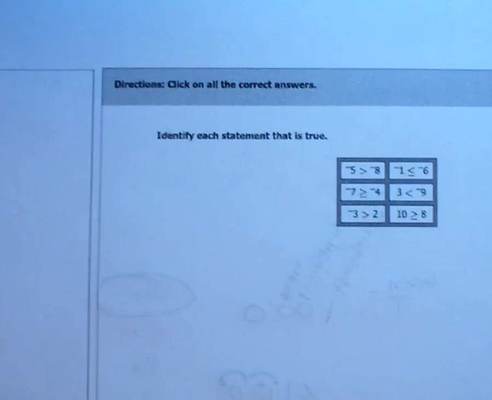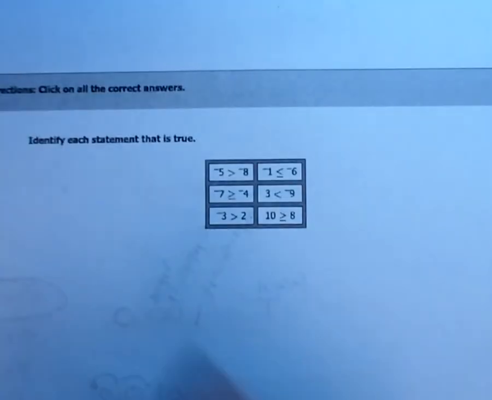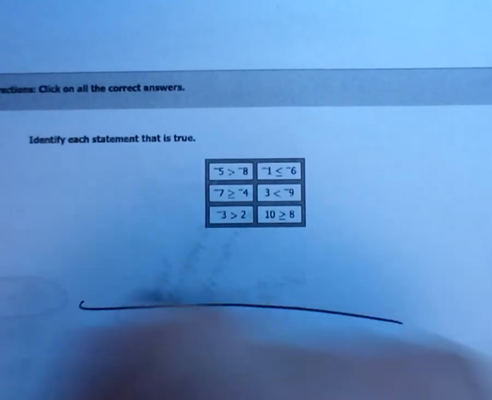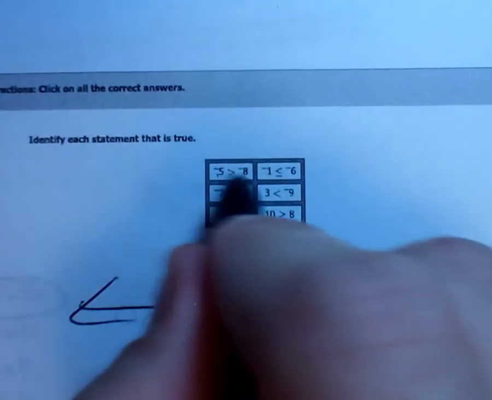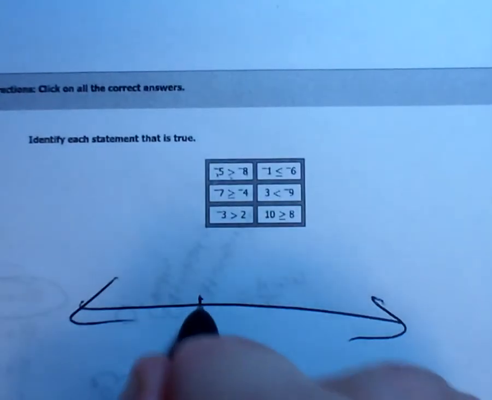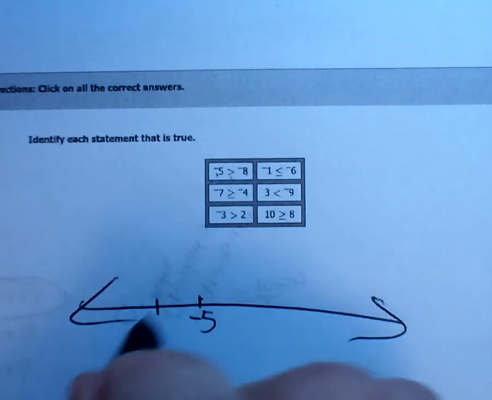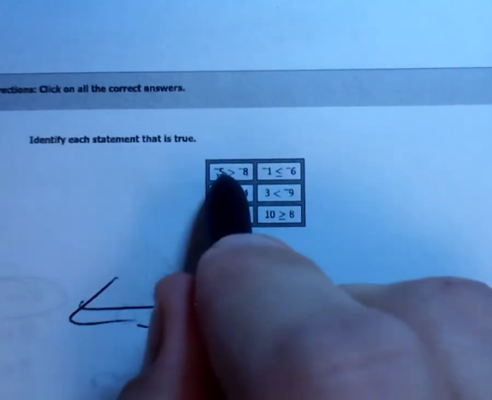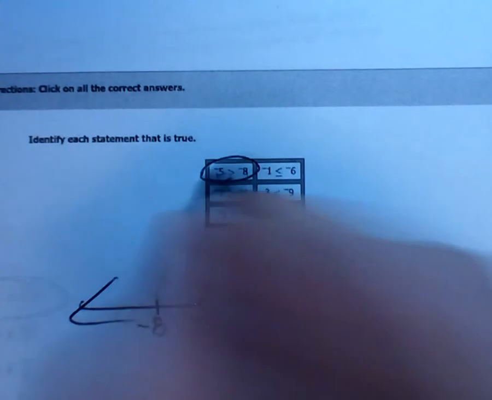So identify each statement that's true. So what is true here? Once again, you can make a number line, and that'll help you out sometimes. All right, so negative 5 is greater than negative 8. Negative 5 would be to the right of negative 8. So negative 5 is greater. All right, circle. That's good.